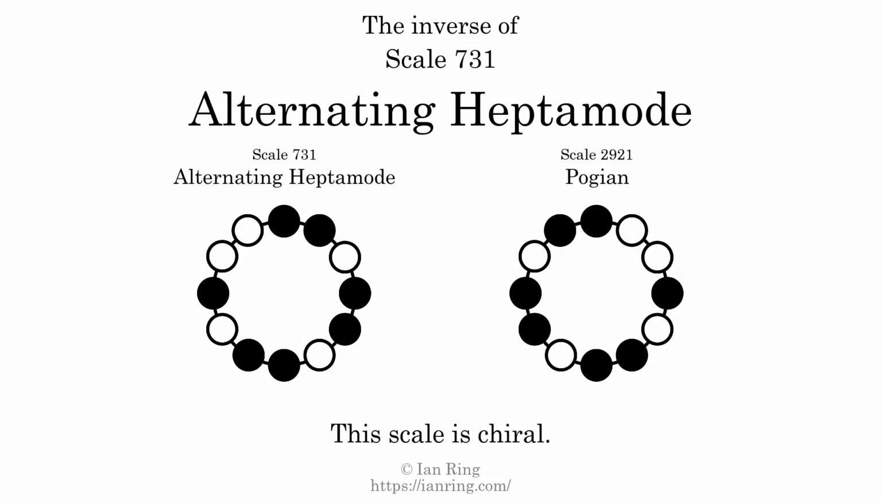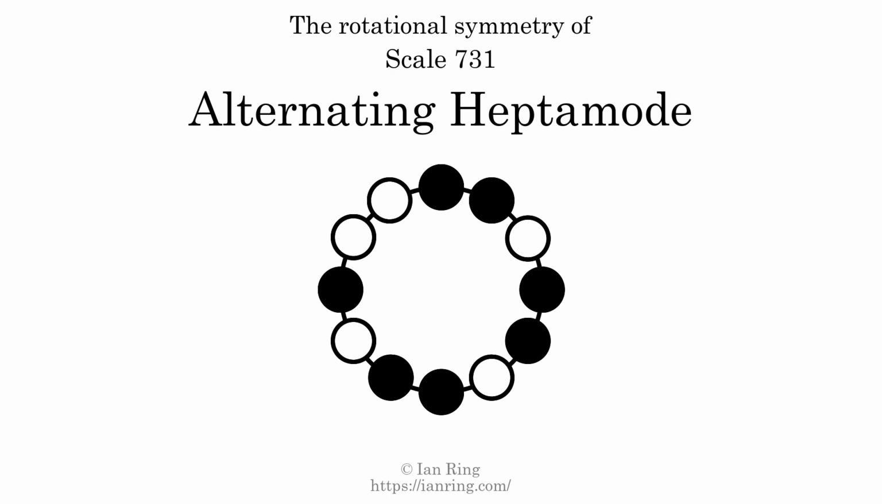The inverse of a scale is a mirror image. It is what you get when the sequence of intervals is reversed. The inverse of this scale is scale 2921, also known as Poggian. This scale is chiral. It cannot transform into its inverse by rotational transformation. This scale has no rotational symmetry.